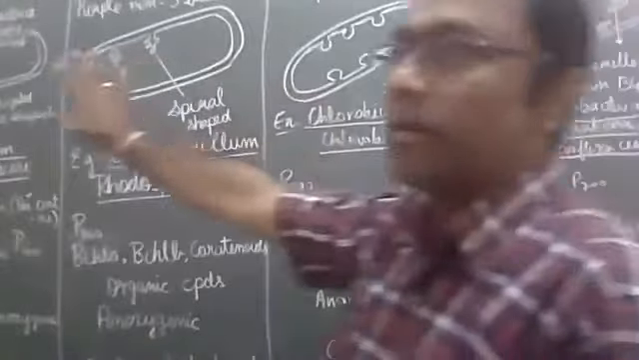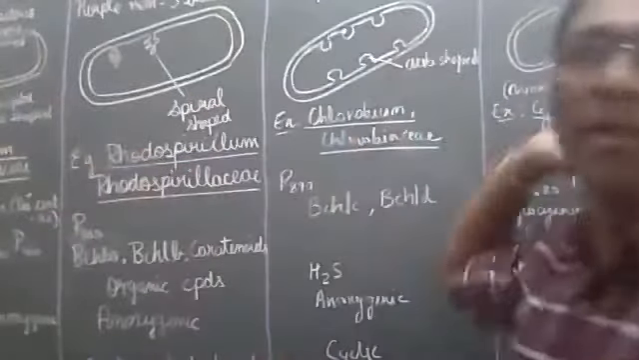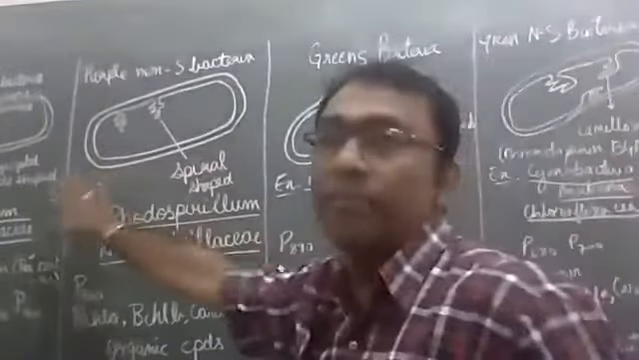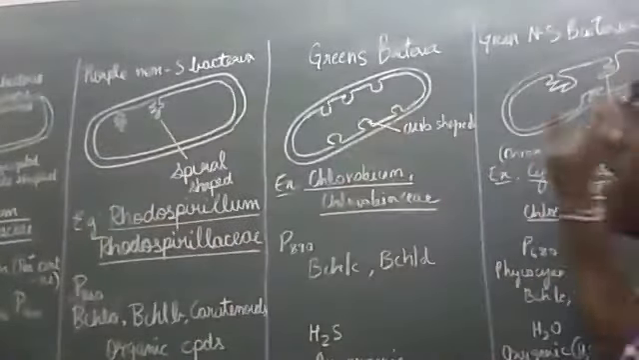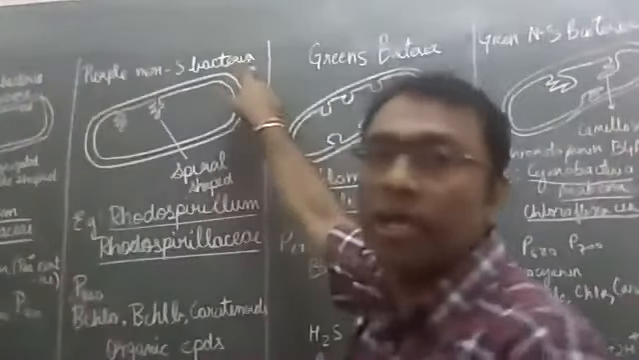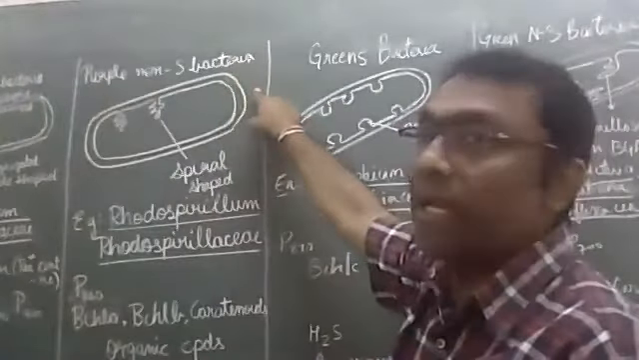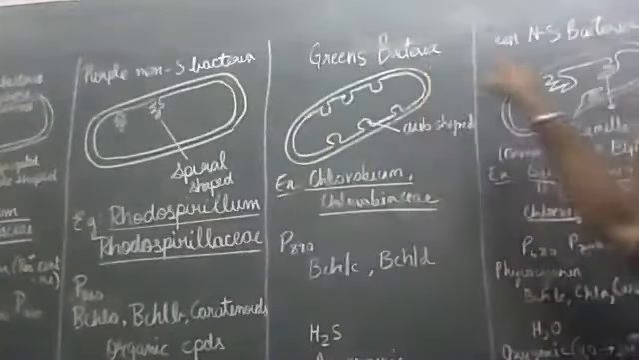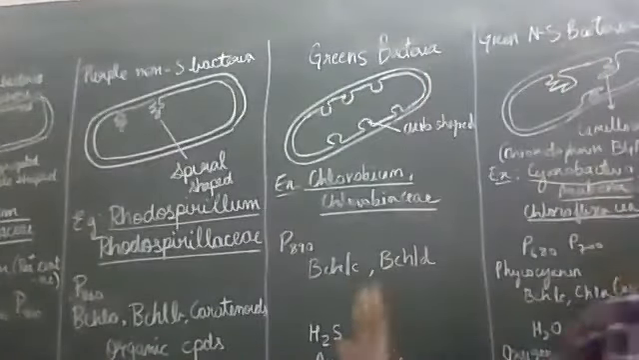See, I am seeing 4 pictures. I'll go the simple way. You're seeing 4 pictures here. Different pictures are there, isn't it? So one is about the purple sulfur bacteria. Second one is about the purple non-sulfur bacteria, then green sulfur bacteria, green non-sulfur bacteria. Basic classification.